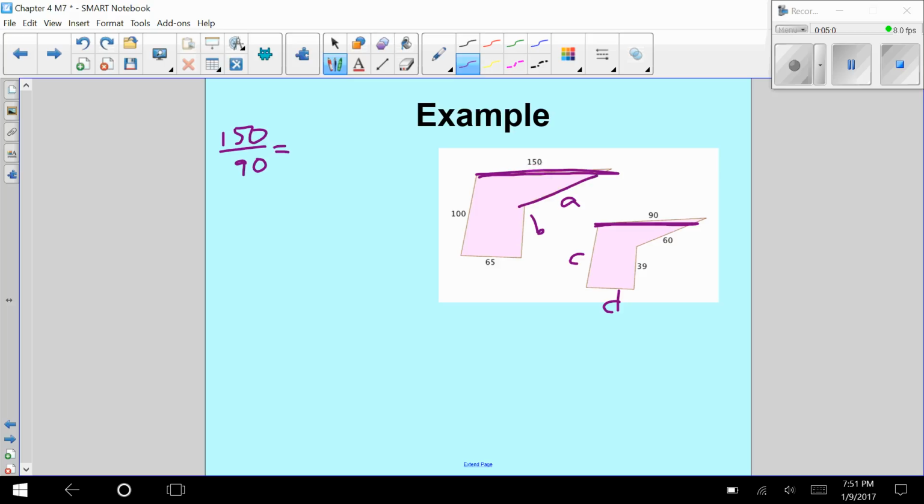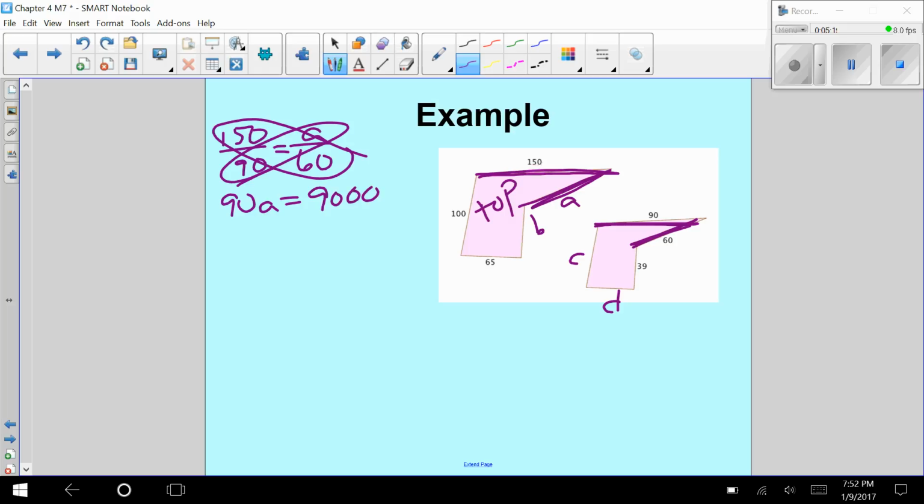Equals, let's start with A. A lines up with 60. I've decided the 150 is my top figure, so I do A over 60. 90 times A is 90A equals 150 times 60, which is 9,000. Divide both sides by 90, and I get A equals 100. There's no labels again on this problem, so there's my answer.